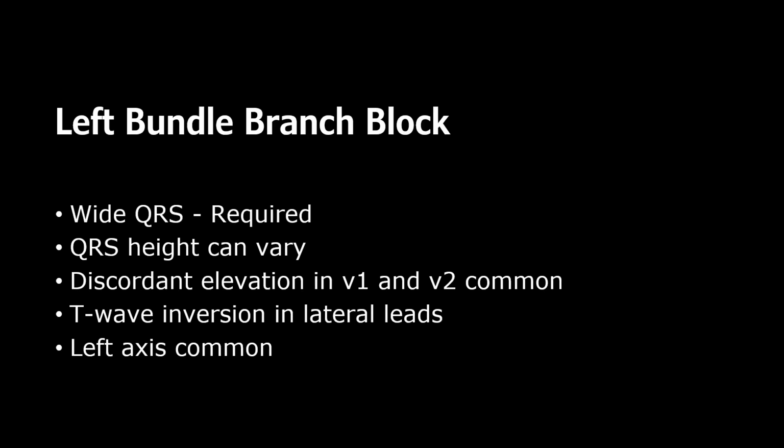Bundles are another one, very similar in presentation to an LVH. They do have to be wide to have a true complete left bundle branch block. The QRSs can be big or small. That depends a little bit on the pre-existing history, but it's kind of the same deal as the LVH. You have discordant T waves.